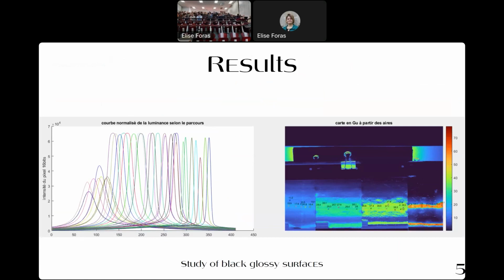Here are some of our results. It appears a bit messy, but here we can see that for each curve there is a point linked to it. So it's what Armand was talking about.